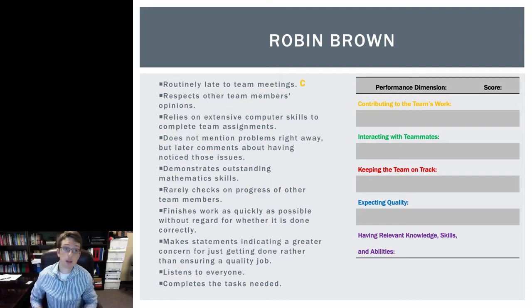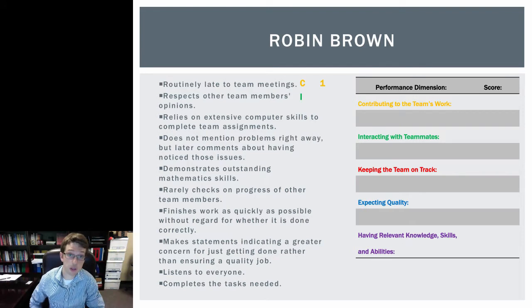So this would be categorized as contributing to the team's work. And when we think of this behavior, that is routinely late to team meetings, does this reflect high, medium, or low performance? That is, would you rate this a score of 5, 3, or 1? So this behavior would be an example of low performance. Okay, so what about the next behavior? Respects other team members' opinions. First off, which dimension does this behavior refer to?